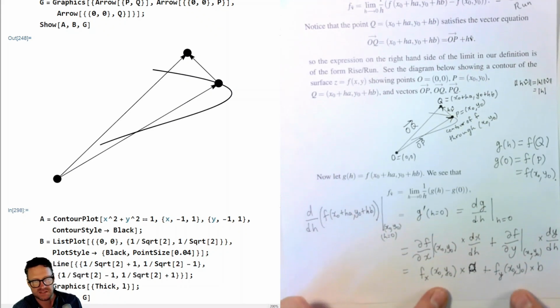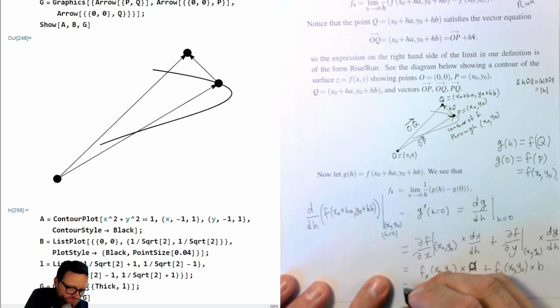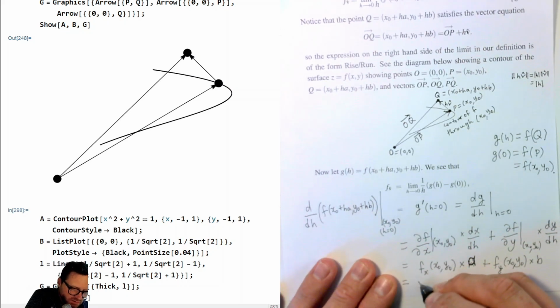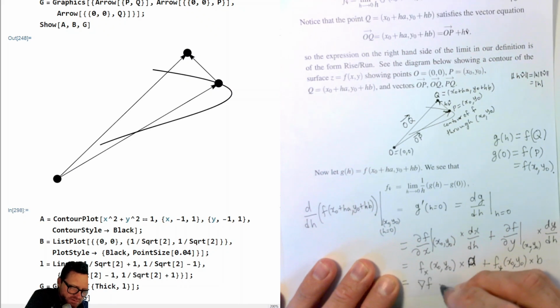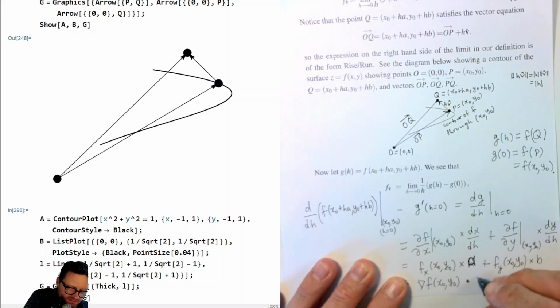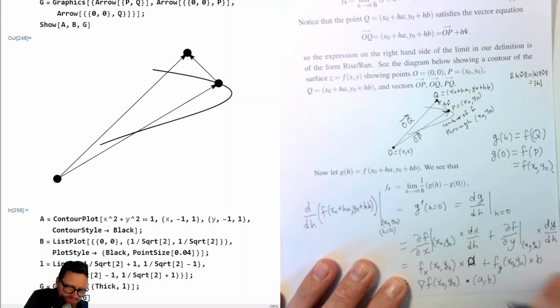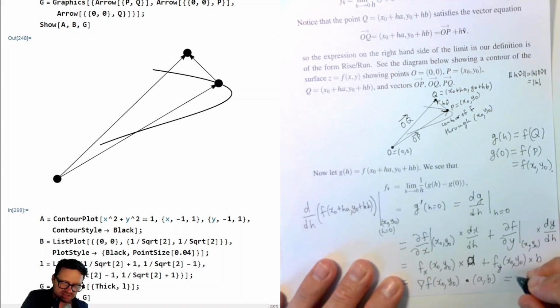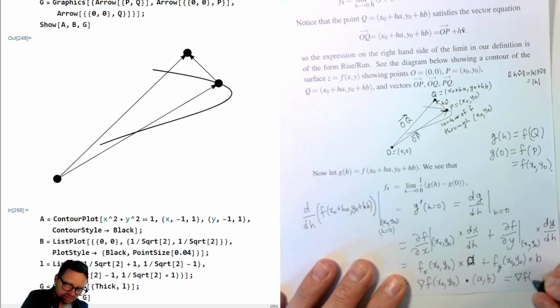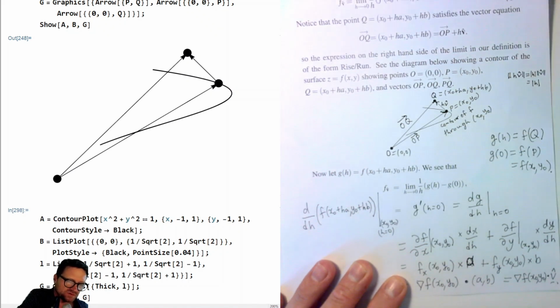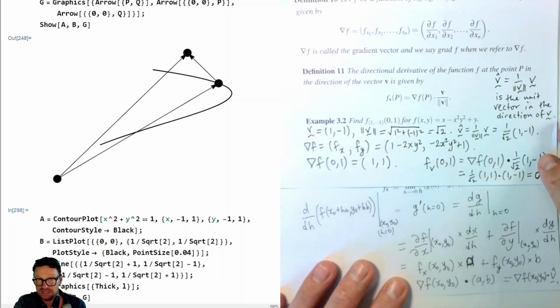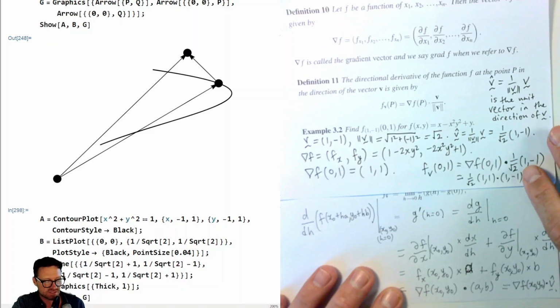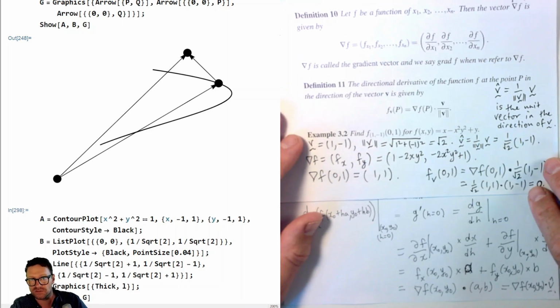So this we can view as a dot product. It's the dot product of grad f evaluated at x0, y0 dot the vector a comma b, and so then this is grad f at x0, y0 dot v hat. Okay, and that is the formula we presented as a definition earlier, but it's really a consequence of the first principles definition of the directional derivative, right?